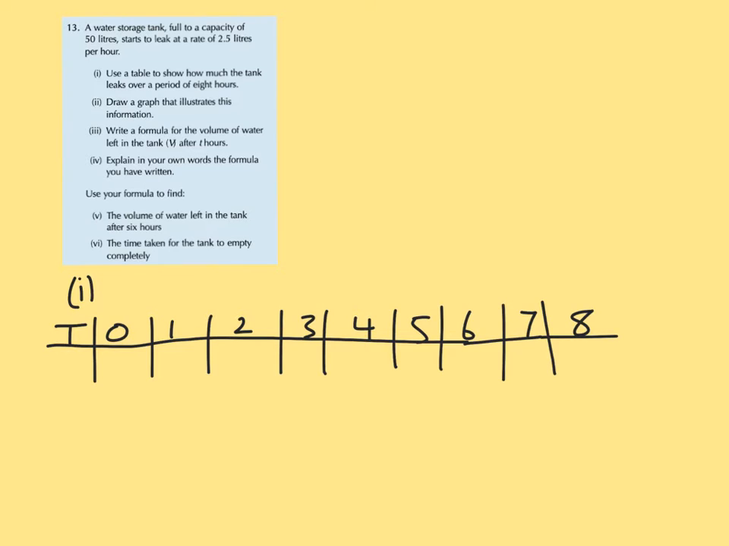Okay, so I have, first of all, information says a water storage tank full to capacity of 50 litres starts to leak at a rate of 2.5 litres per hour. So we know at the very beginning, we'll call the total amount of water W. At 0 hours we know there's 50 litres, and then every hour it decreases by 2.5. So 50 minus 2.5 will give me 47.5. And I'm just going to keep decreasing, and then I'll come back and you can pause the video if you want to write out the table.